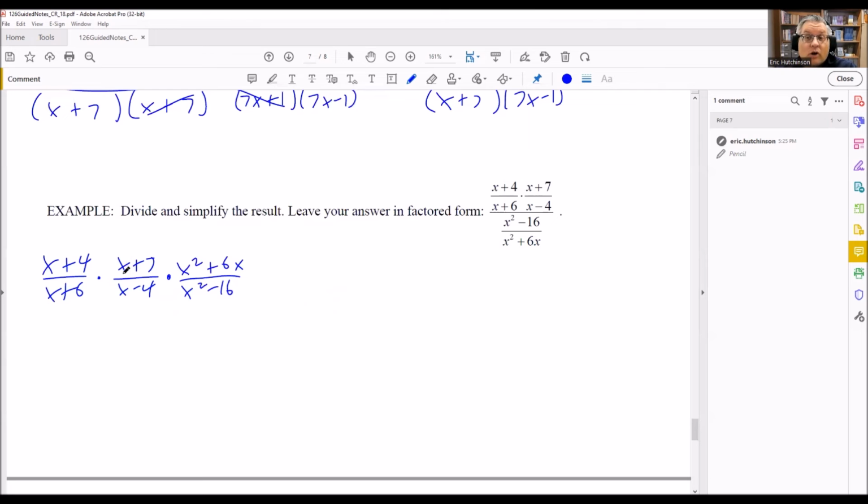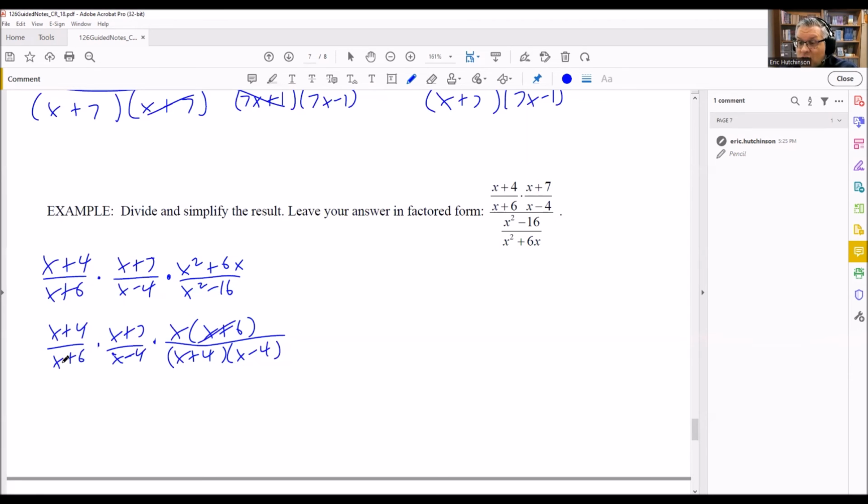Now the first ones are already factored for us, but we're going to factor the third one, so x plus 4 over x plus 6 times x plus 7 over x minus 4. Okay, and then we're going to factor the top and bottom here, x, and we'll pull out of the top. That's a common factor. Then we get x plus 4, x minus 4 down below because we have difference of squares.